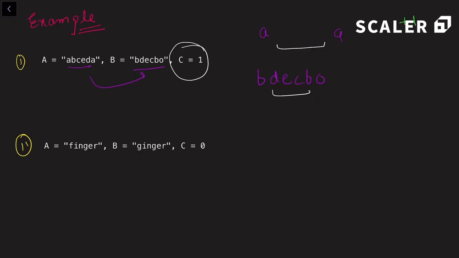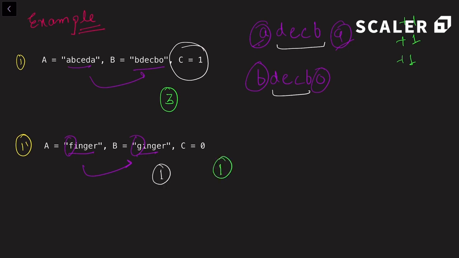Now it will look like D, E, C, B. So now the characters which remain unmatched are A and A. We need to convert this A to B, which will take one operation, and we need to convert this A to O, which will again take one operation. For this example, our answer will be 3. Now if I talk about the second example, I have two strings here again, and we can see that only the first character is different in both strings, so I just need one operation here. So in this case our answer is 1.